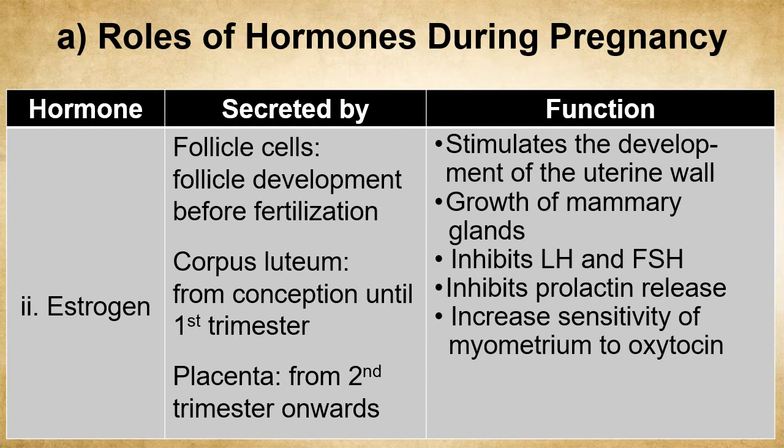The function of estrogen is to stimulate the development of the uterine wall. It is important for growth of mammary glands. It also inhibits LH and FSH and inhibits prolactin release. And lastly, it increases sensitivity of myometrium to oxytocin.